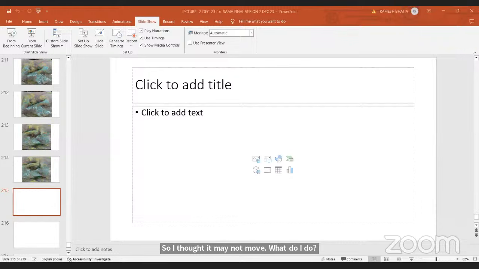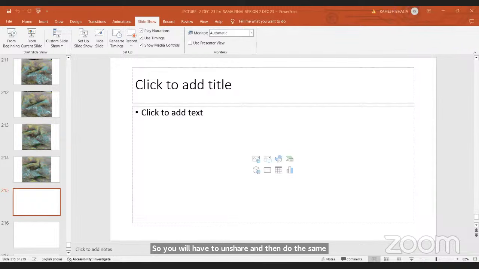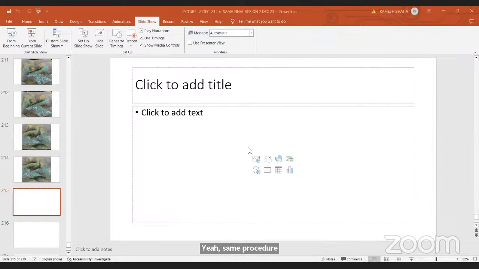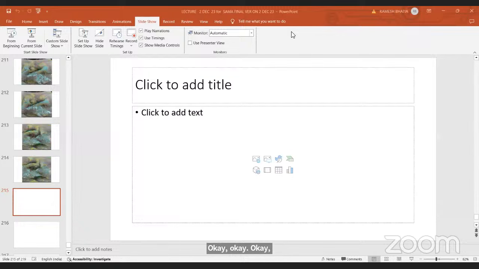Sir, you will have to unshare and then do the same. Oh, is that so? Okay, same procedure. It will not work otherwise, is it? Yeah, no, it won't work. You have shared the presentation. If the screen was so shared, then it will work. So what do I do now? You stop sharing. And then again, whichever PPT you want to share, you have to do the same procedure. Share screen and then the PPT.